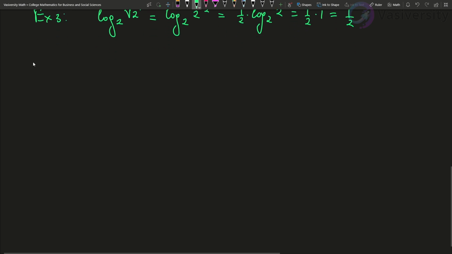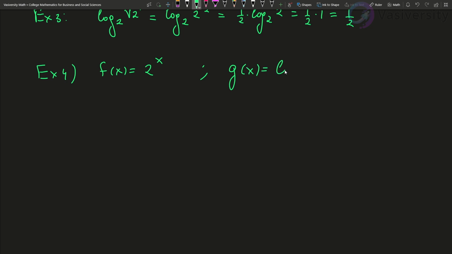So let's take a look at example 4, which would be f of x equal to 2 to the power of x, right? And then the inverse of it, g of x, is going to be log base 2 of x. Okay, so how would we graph that? Of course, we can do it point by point, and actually, let's go ahead and do it.